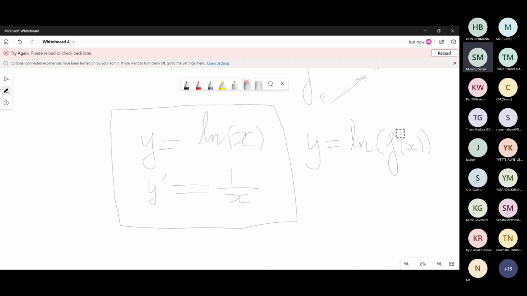Yes. Great. How can you compute, sorry, please, this is important, how do you then compute y prime here? Y prime equals.